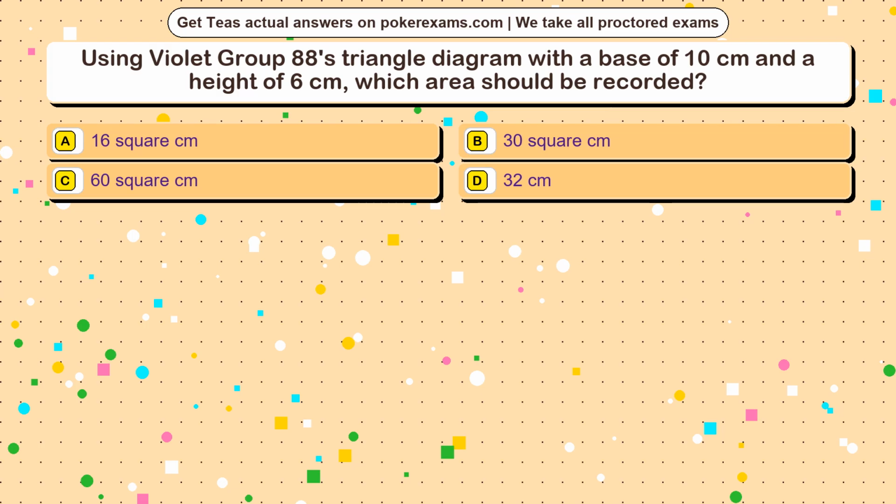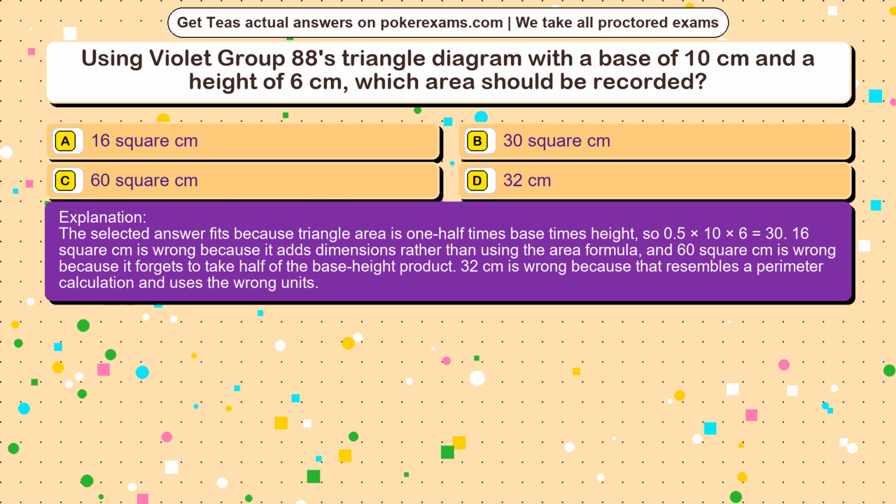The correct answer is option. The selected answer fits because triangle area is 1/2 times base times height, so 0.5 times 10 times 6 equals 30. 16 square cm is wrong because it adds dimensions rather than using the area formula, and 60 square cm is wrong because it forgets to take half of the base height product. 32 centimeters is wrong because that resembles a perimeter calculation and uses the wrong units.